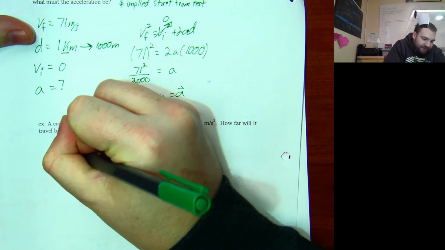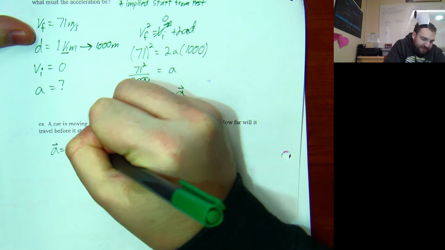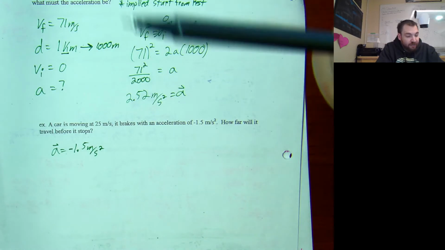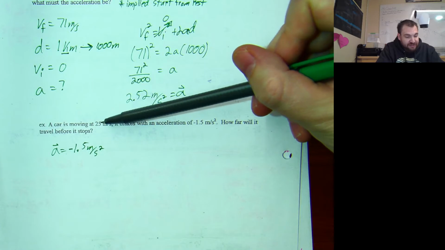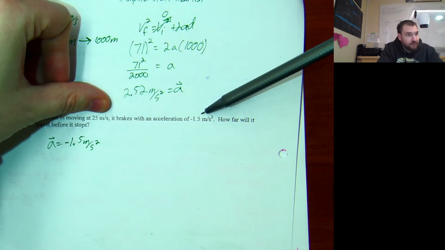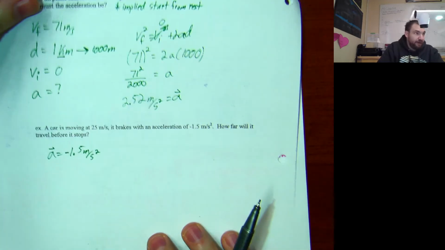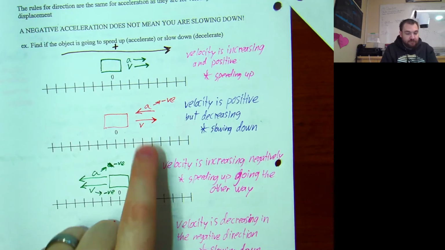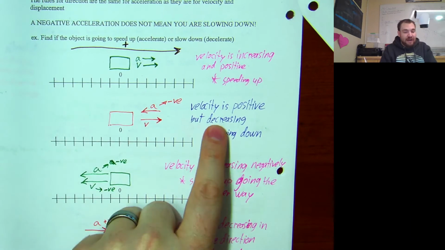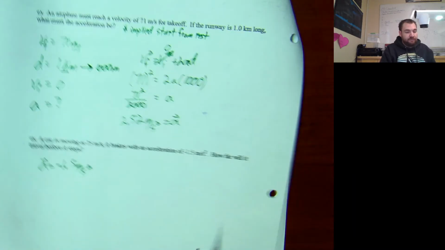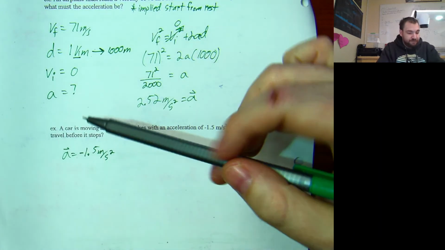Acceleration is negative. Thank you, Khalil. 1.5 meters per second squared. It's negative, and our other value that we're given here is positive, which means these things are acting in different directions. A positive velocity with a negative acceleration, as we looked at before, means I'm still continuing to travel in a positive direction, but I'm slowing down, which makes sense given the context of the question.